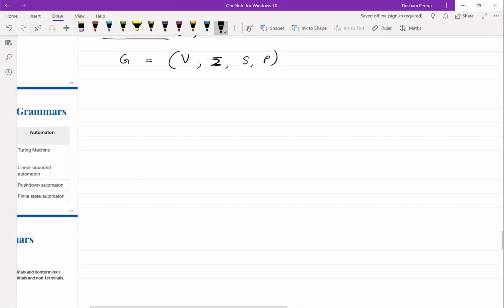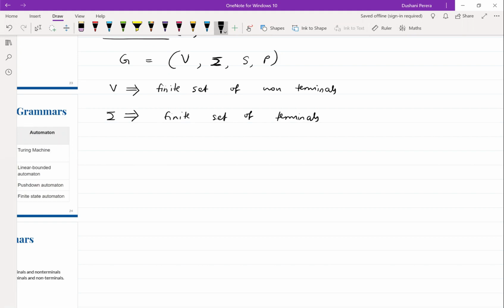Now let's define these. V stands for, G is the grammar. V stands for the finite set of non-terminals. I'll explain what this is. Then we have sigma. You know what sigma is? Sigma is the symbols, the alphabet. We call that the terminals. Finite set of terminals. For understanding purposes, we can say this is the alphabet.